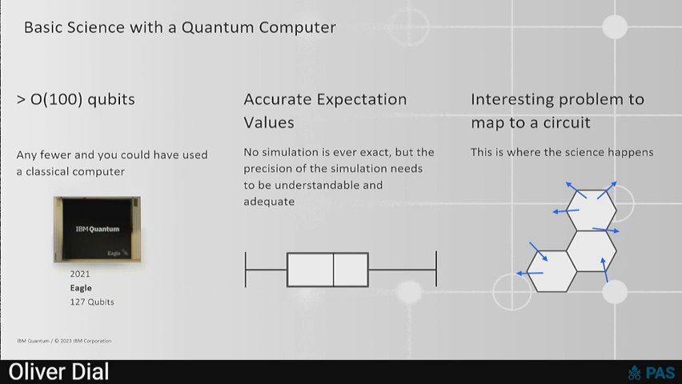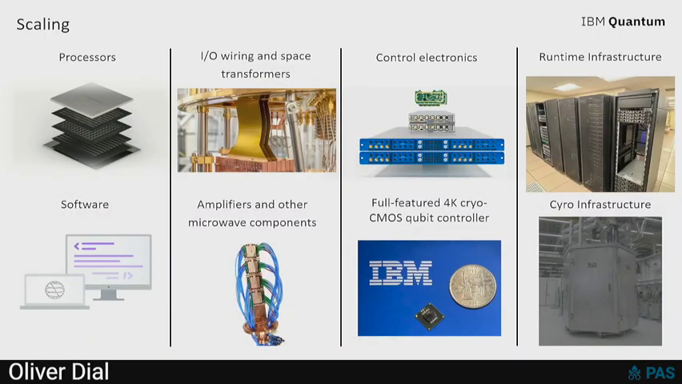We need an interesting problem to map to a circuit, which is ultimately the input that you're going to put into your quantum computer. So you need a problem to solve that you know how to express in a way that is approachable to a device like this. So let's take each one of these requirements in turn.